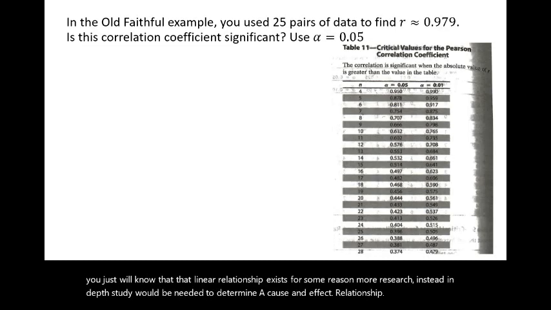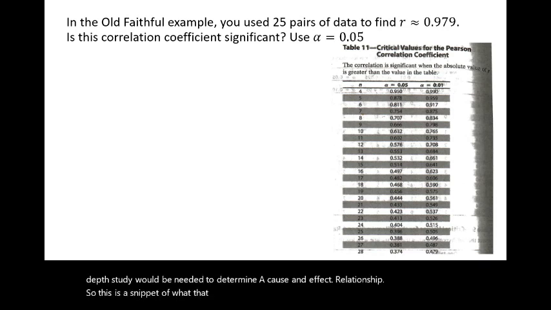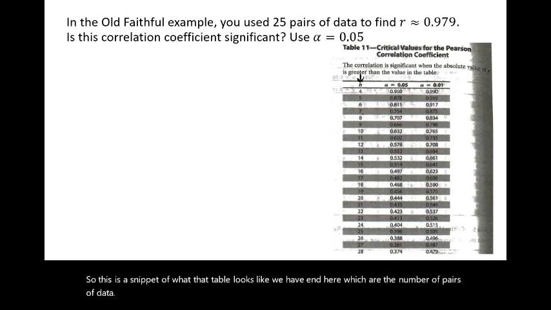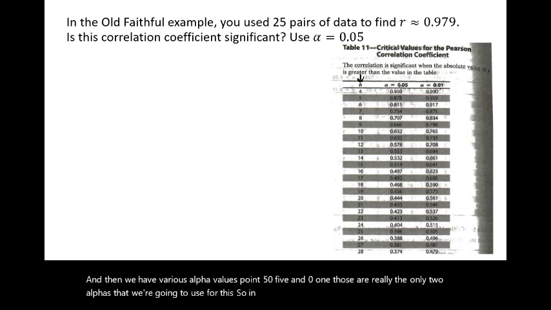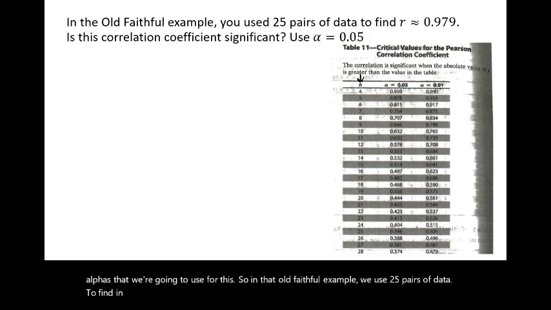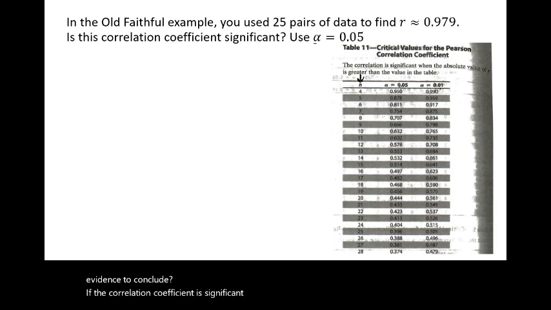This is a snippet of what that table looks like. We have n here, which is the number of pairs of data. And then we have various alpha values, 0.05 and 0.01. Those are really the only two alphas that we're going to use for this. In that Old Faithful example, we used 25 pairs of data to find an R value of approximately 0.979. Based on that sample data, do we have enough evidence to conclude that the correlation coefficient is significant for the population? We're going to use an alpha of 0.05.